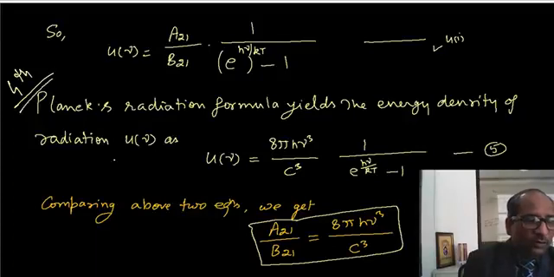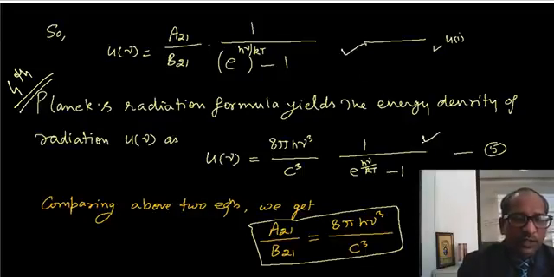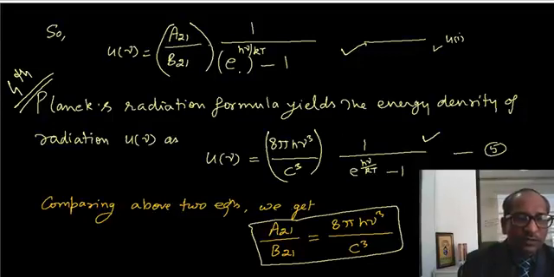At the fourth step, you just have to compare this equation with Planck's black body radiation formula, that is u nu is equal to 8 pi h nu cube upon c cube into 1 upon e raised to the power h nu upon kT minus 1. Compare these two equations and you will get this A21 B21 ratio, that is equal to 8 pi h nu cube upon c cube. By comparing these two equations, the rest of the terms are the same, so you will get only 8 pi h nu cube upon c cube.